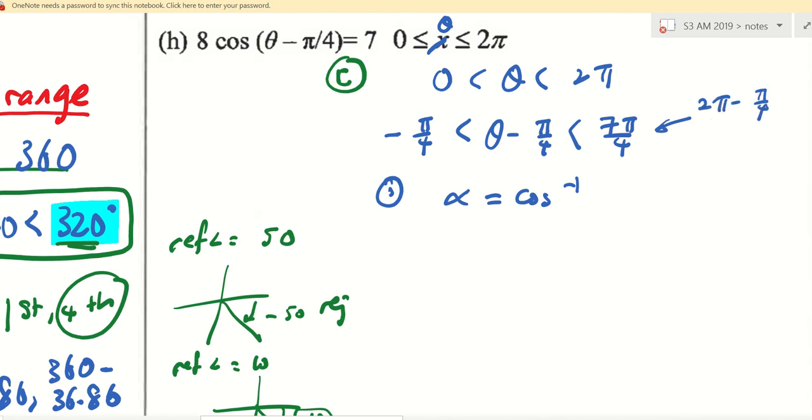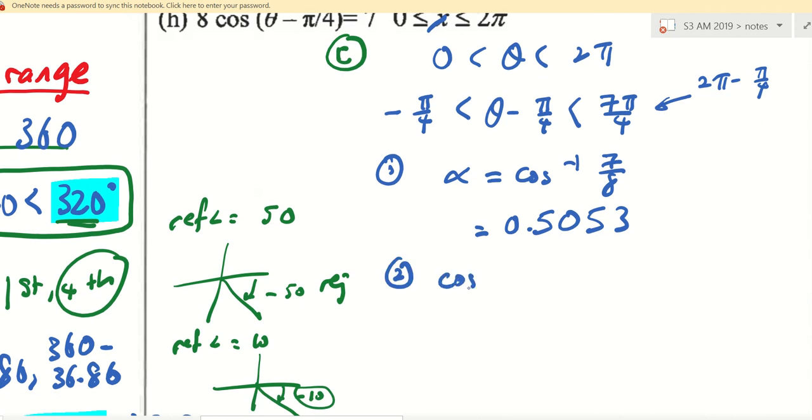See, sitting close to me got help. Now, is cosine positive or negative? Positive. Isabel, cosine positive means which quadrant? 1 and 4. Now, 1 and 4 means my third step. Ming Yue, can you help me? What do I write? Theta minus pi over 4 equals 0.5053, comma, negative 0.5053. Matthew gave up finding a positive angle already because he knows that later the positive angle will be rejected.